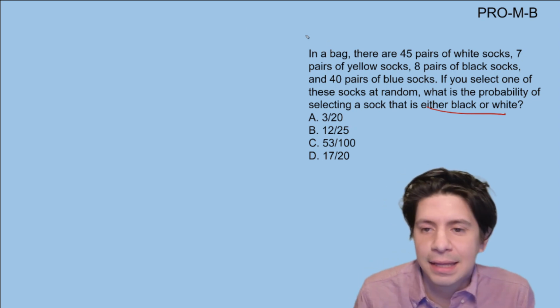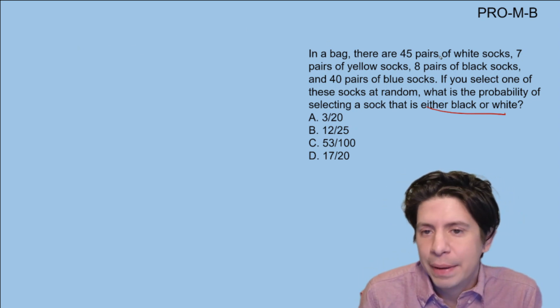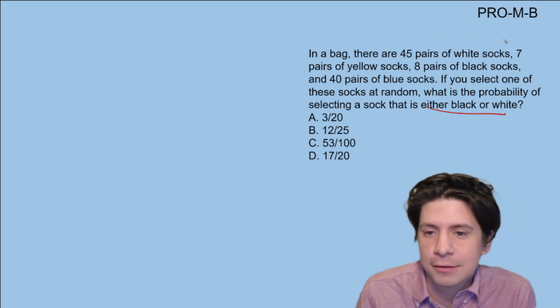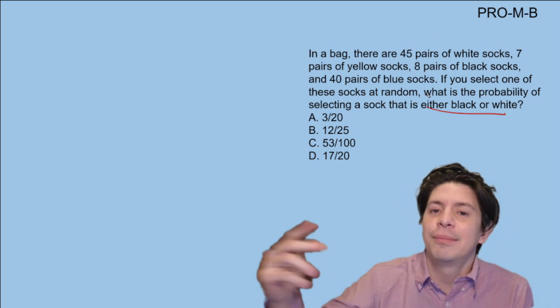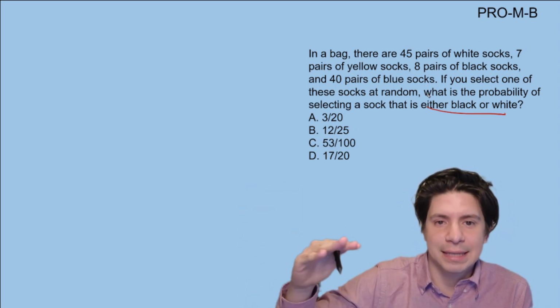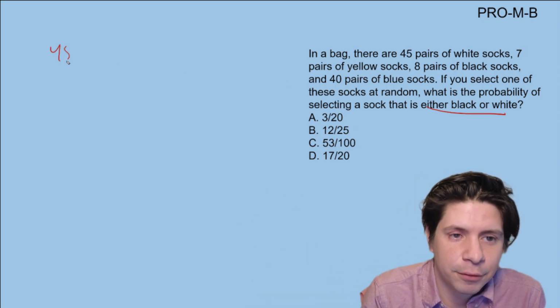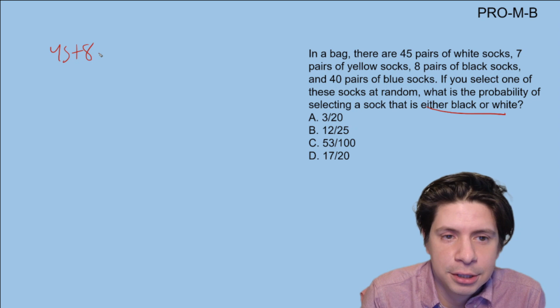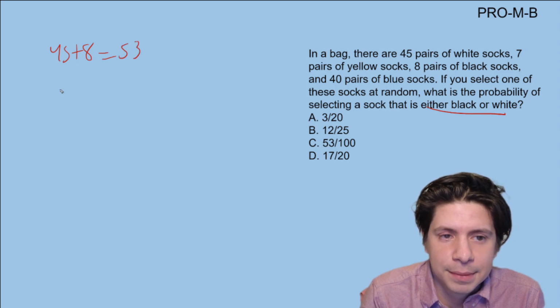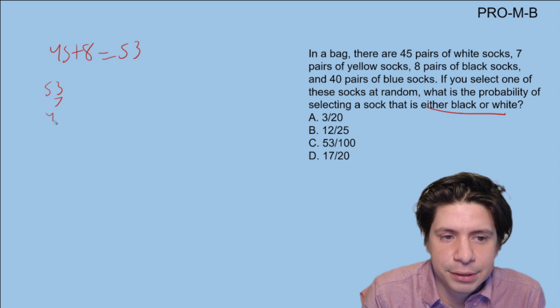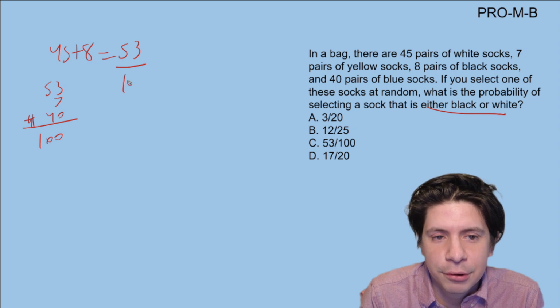And then the thing I think that would throw people off is this whole pairs of, but since everything is a pair, a lot of people would double everything to find the total number of socks. But if you're doubling everything, it's really going to be the same proportions, right? So let's just do the pairing. So it'll be 45 pairs plus 8 pairs. You're going to get 53. And then you can do 53 plus the rest, plus 7 plus 40. And that's going to give us 100. So our answer is going to be 53 over 100.